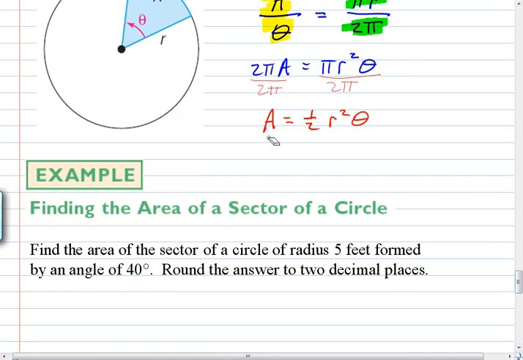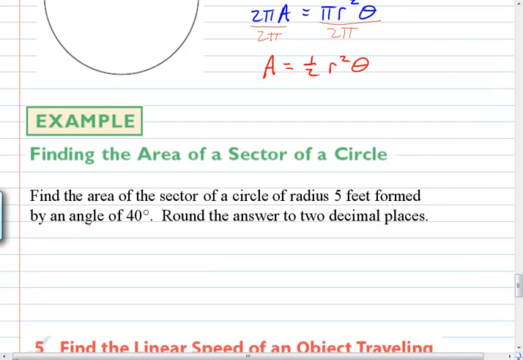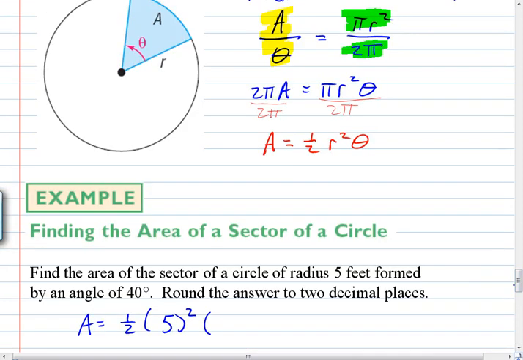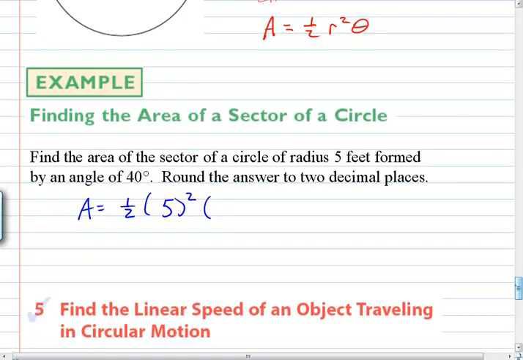We can now use this formula that we created to find the area of a sector of a circle of radius 5 feet formed by an angle of 40 degrees. Round the answer to 2 decimal places. So we're going to use A equals 1/2 times the radius squared times our central angle theta. But theta has to be measured in radians. Why does it have to be measured in radians? Because I used a 2 pi here instead of 360 degrees. If I used angles measured in radians to create the formula, I can only work with angles measured in radians.